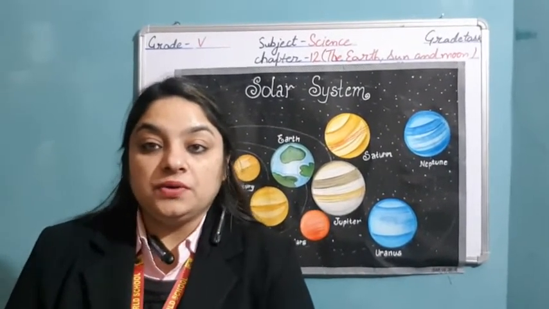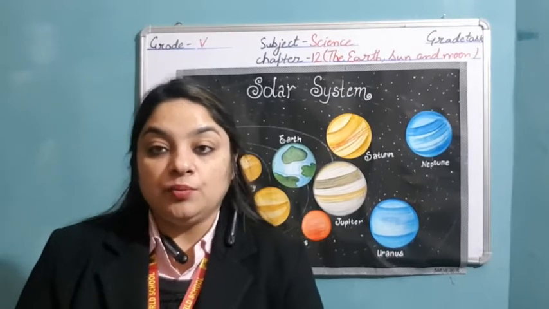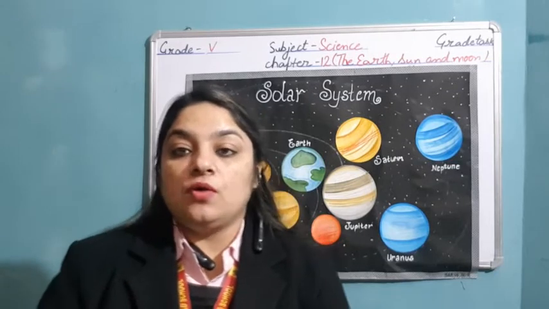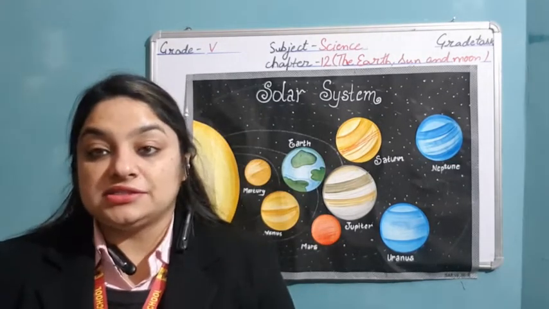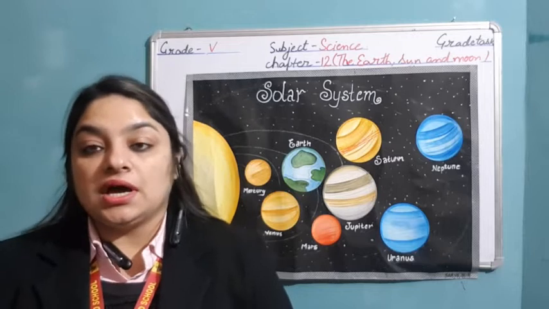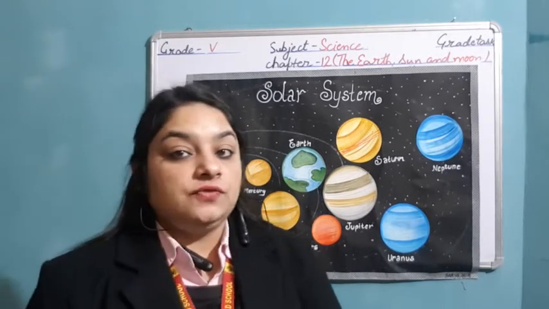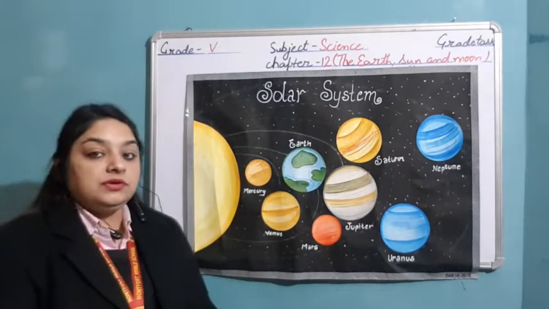So we'll start with chapter 12, the Earth, Sun and the Moon. In this chapter we'll study about the solar system, different planets, the structure of the Earth, the Sun and the Moon, and the eclipses, all these things. So first of all, we'll start with a brief introduction.